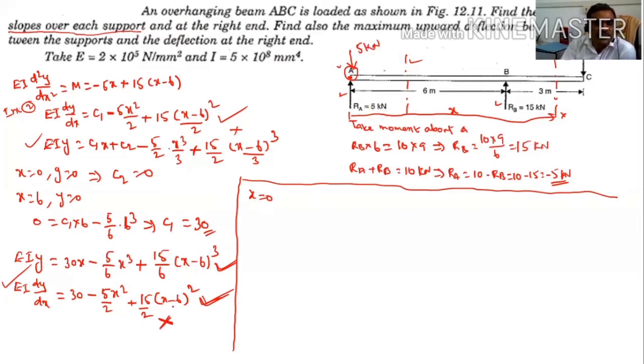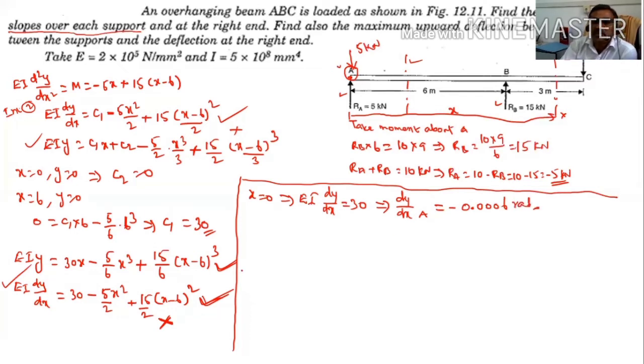So if you don't consider this and substitute x is equal to 0, then you will get EI into dy by dx is equal to 30. So from this, dy by dx at point A is equal to minus 0.0006 radians. So this is the value.